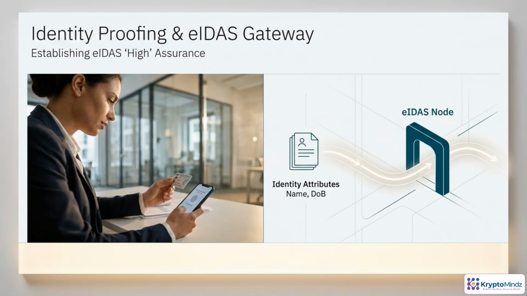Before a bank can obtain a qualified electronic signature, it needs strong proof of who the customer is. That's where identity proofing and the eIDAS gateway come in. An eIDAS node connects the bank to national eID schemes and returns verified identity attributes, such as name and date of birth, at high assurance, ready to be used for onboarding and signing.